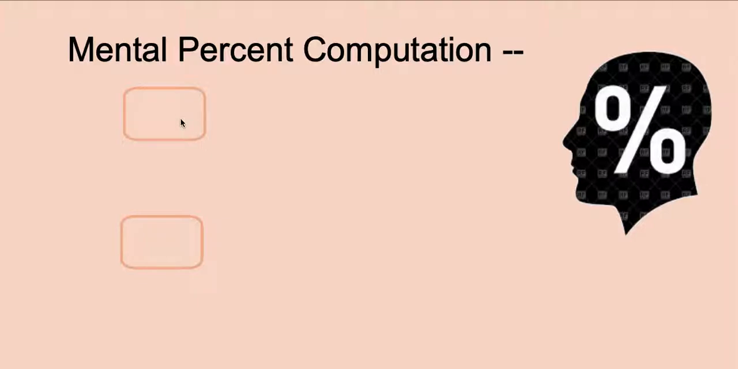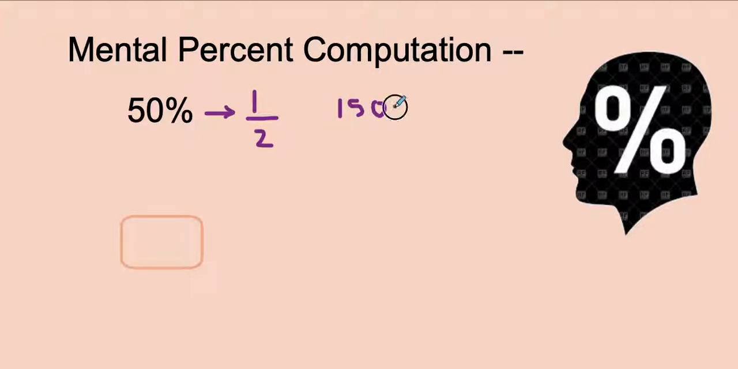So first of all, some mental computations when it comes to percents. Something like 50% you should be able to do mentally, right? We want to think 50% is the same as a half. So if I say 50% of 150, I want to be able to say that's half of 150, which is going to give me 75. So that's a mental computation you should be able to do. There are certain percents that lend themselves to that really easily. 50% is one of them.